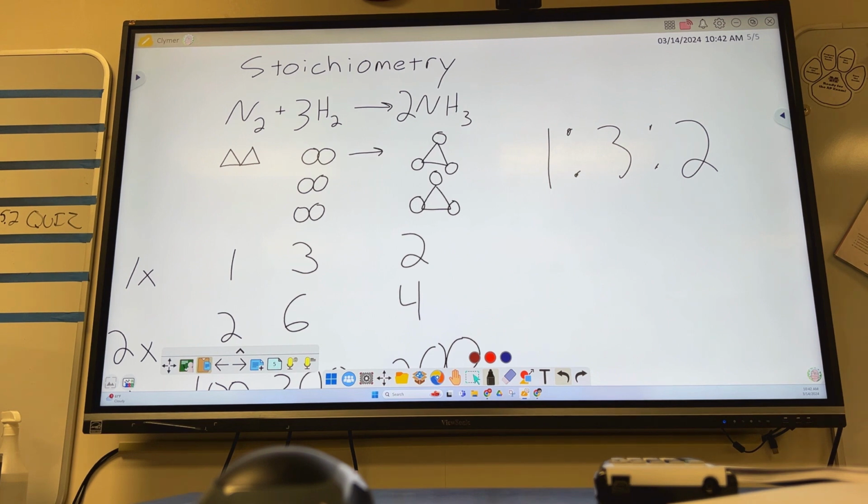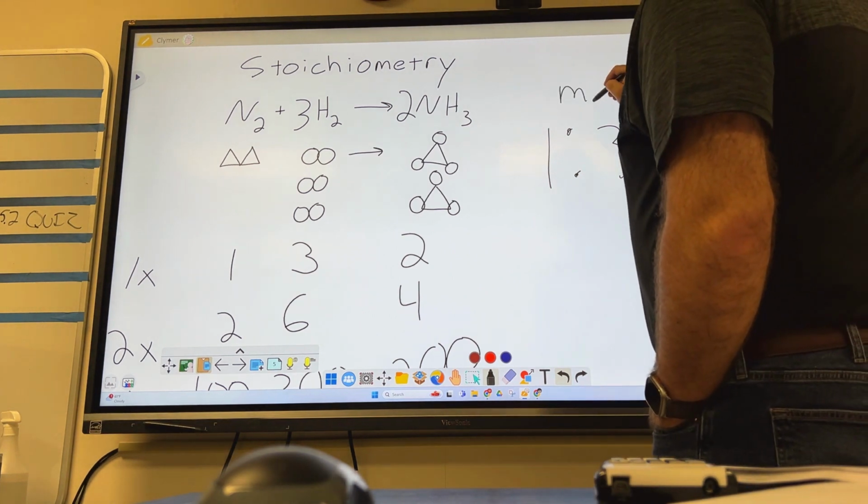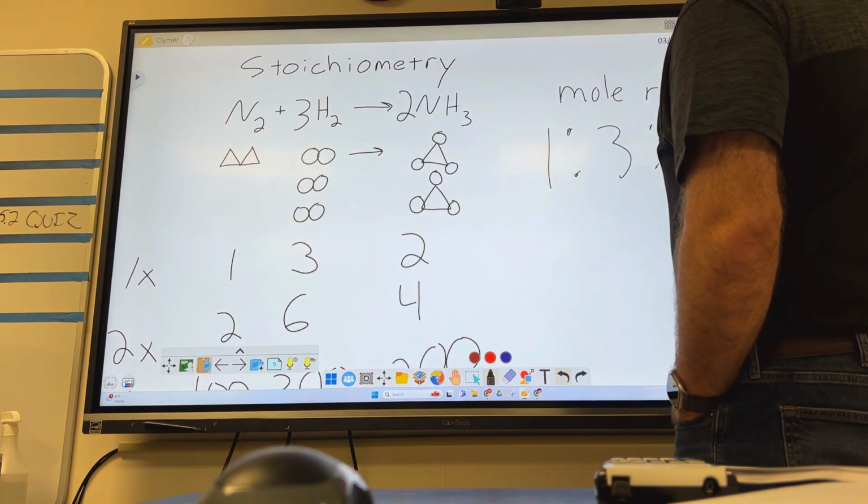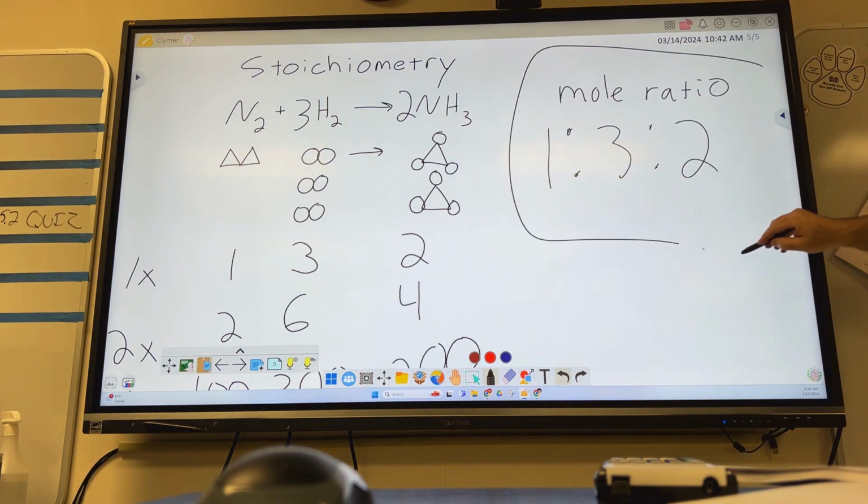This is what we call the mole ratio. In a chemical equation, in a reaction, the reactants and the products combine and form in a way that matches the mole ratio, which is simply the coefficients of the balanced equation. So let's do a thing.